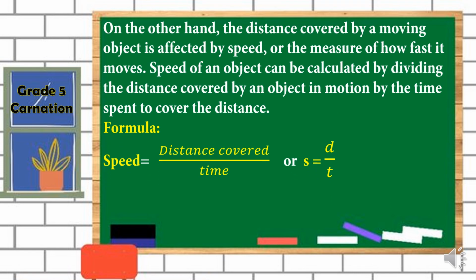On the other hand, the distance covered by a moving object is affected by speed, or the measure of how fast it moves. Speed of an object can be calculated by dividing the distance covered by an object in motion by the time spent to cover the distance. And we have this formula. Speed is equal to distance covered divided by time, or S equals D over T.